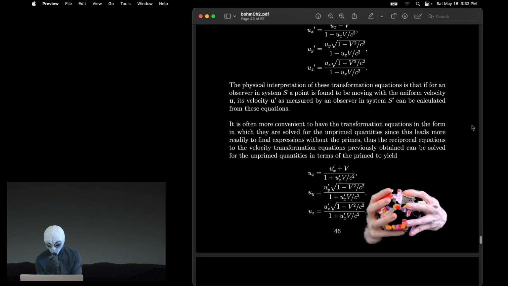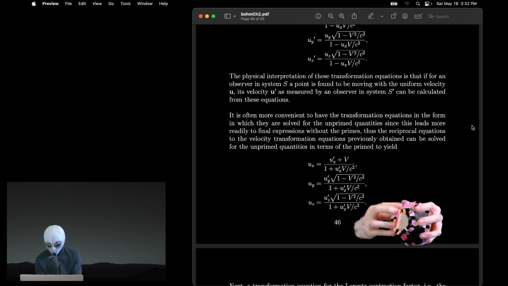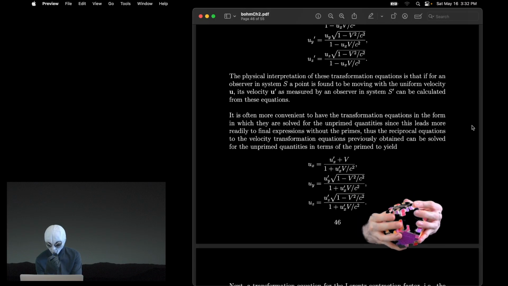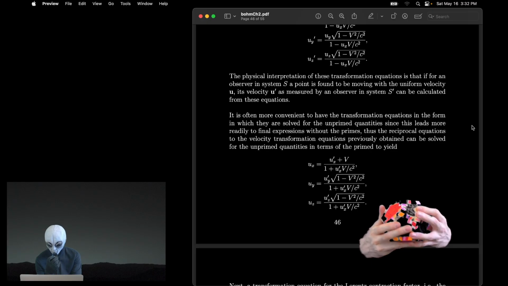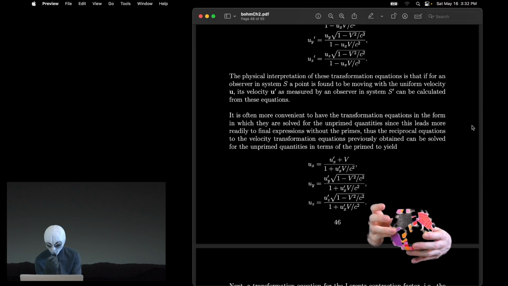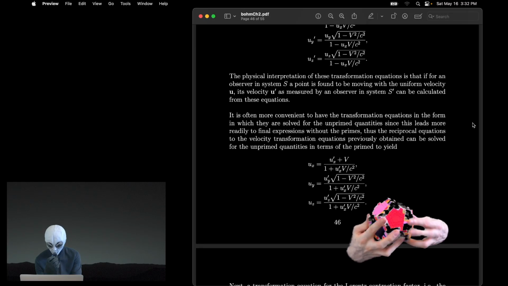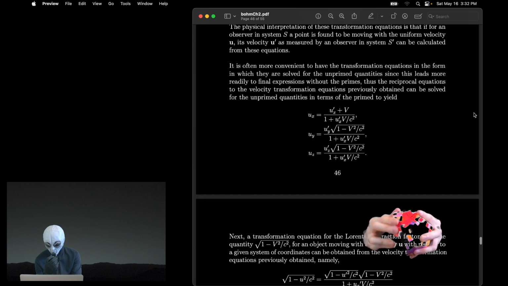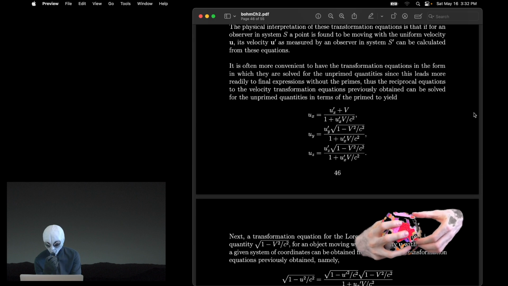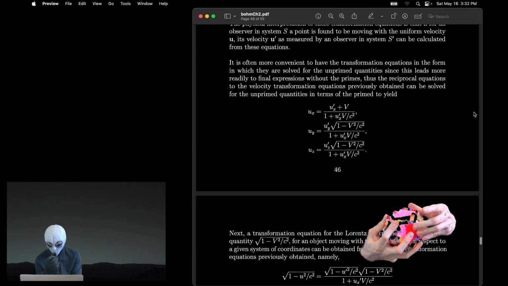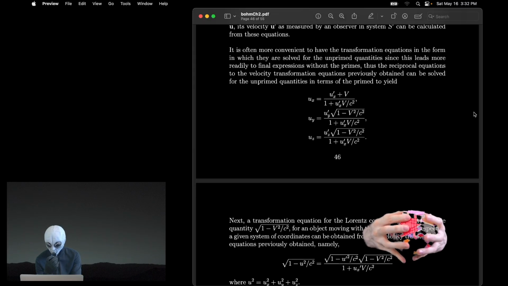The physical interpretation of these transformation equations is that if, for an observer in system capital S, a point is found to be moving in the uniform velocity vector u, its velocity vector u prime, as measured by an observer in system capital S prime, can be calculated from these equations. It is often more convenient to have the transformation equations in the form in which they are solved for the unprimed quantities, since this leads more readily to final expressions without the primes.